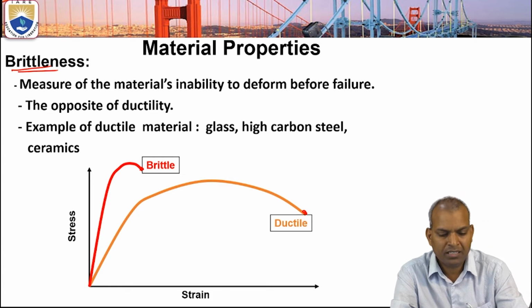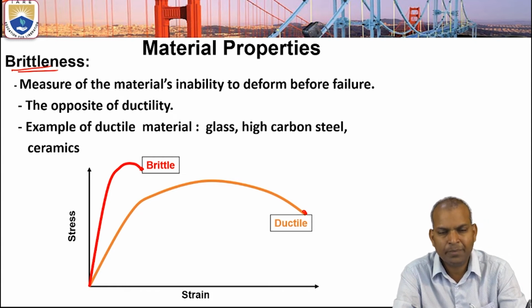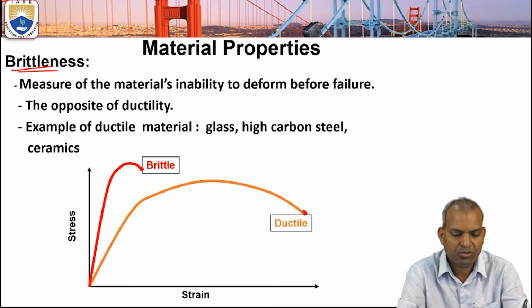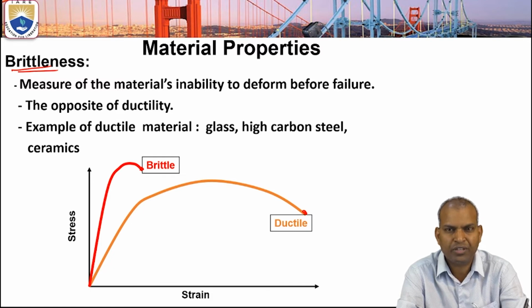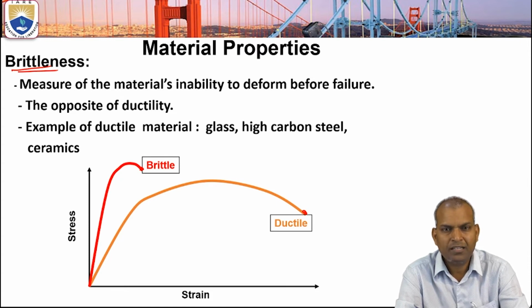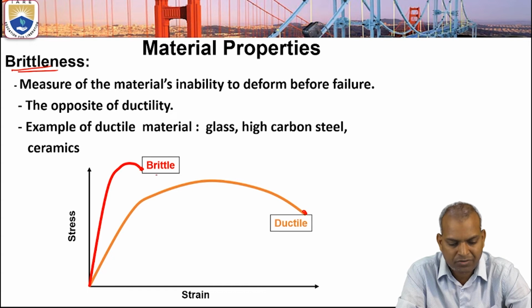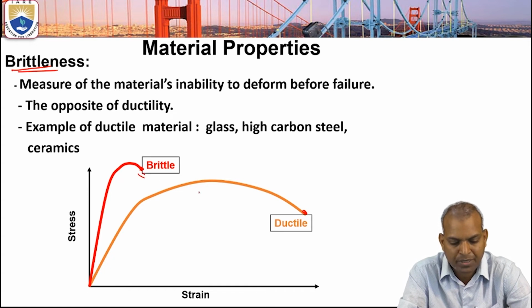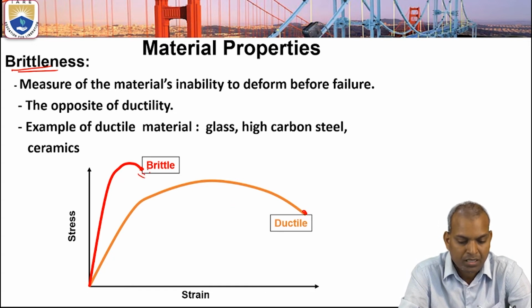And one characteristic of brittle material is the inability to deform before failure. It doesn't deform; immediately fracture and failure take place. It is completely opposite to the ductile material. That's why we have shown brittleness in comparison with the ductile material.